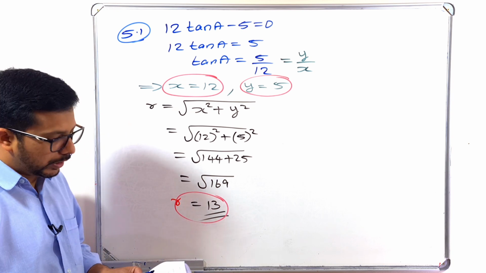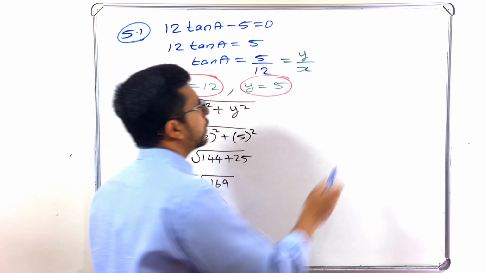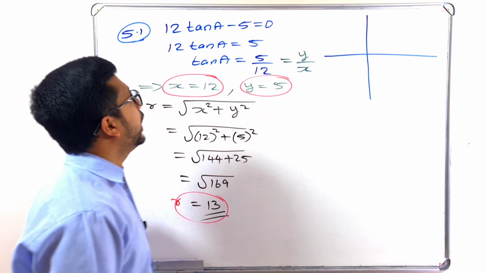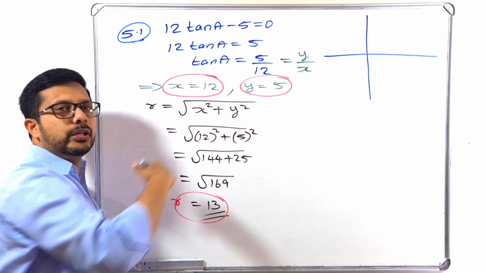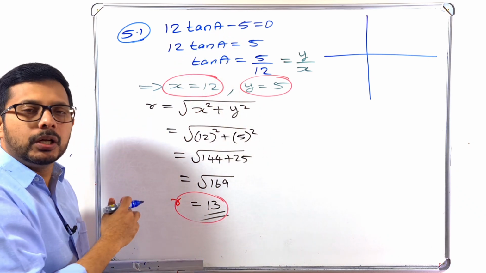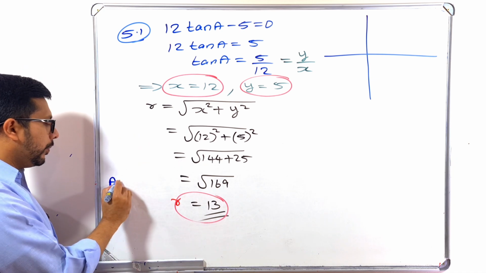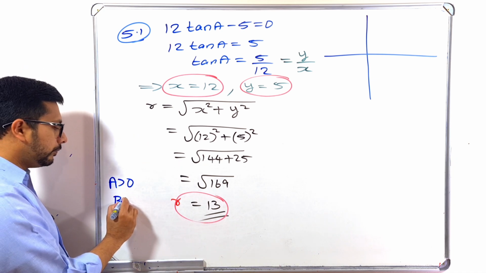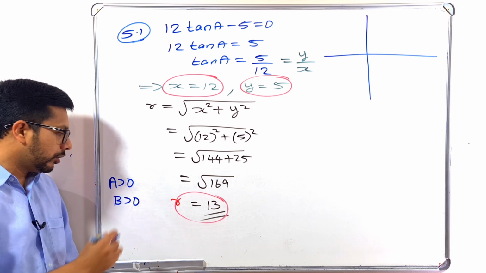So you have to draw that diagram. Okay, so how can we draw the diagram here? They are saying that both angle A and B, we don't know where B is now, I will show you on the Cartesian plane. Both A and B are complementary angles, A greater than 0, B greater than 0.